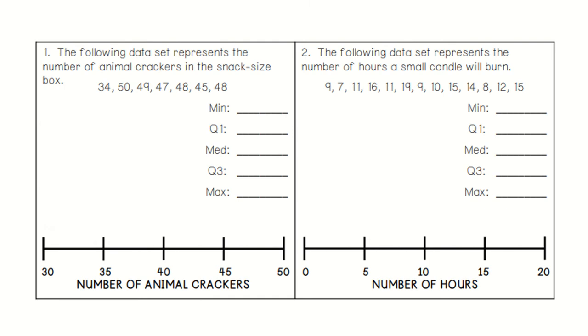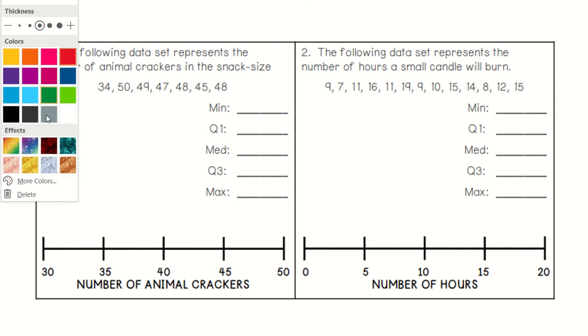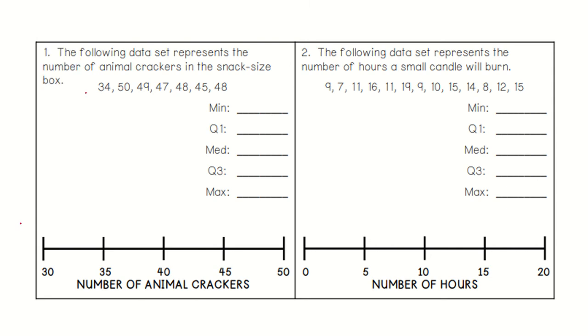All right, the following data set represents the number of animal crackers in a snack-sized box. Here are the 5 numbers that we need to pull out. Before we do that, we should reorder our numbers from smallest to greatest. Let's do 34 first. Then what's next after 34? It would be the 45.